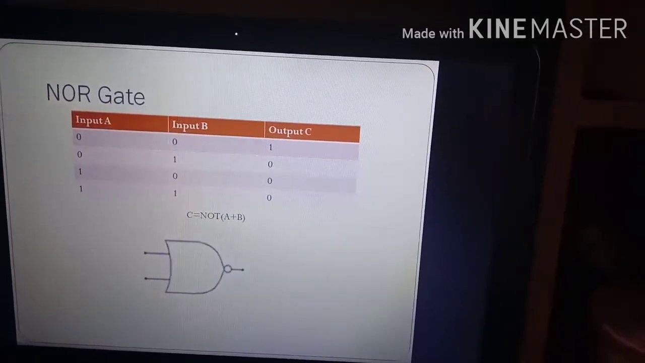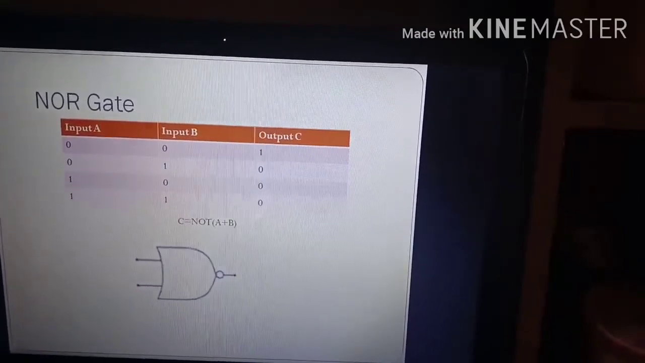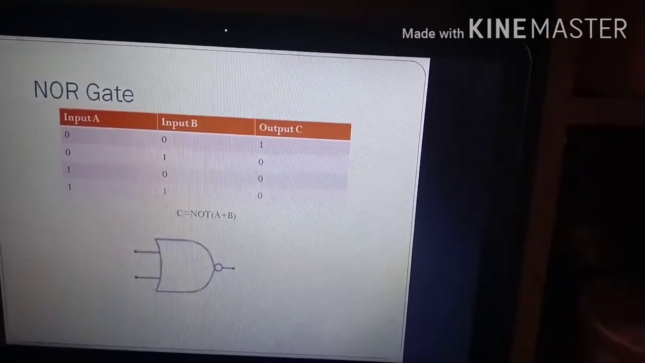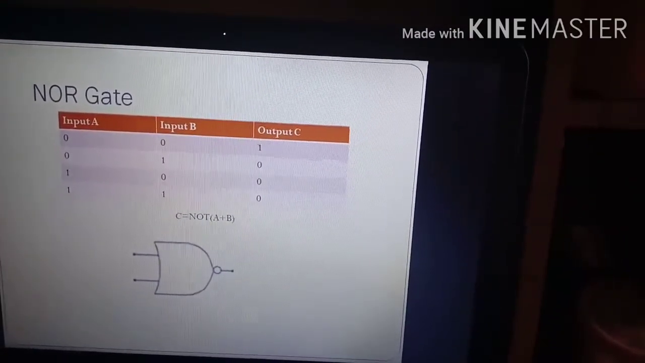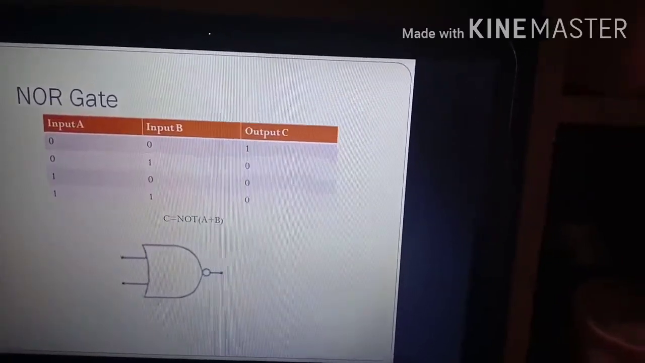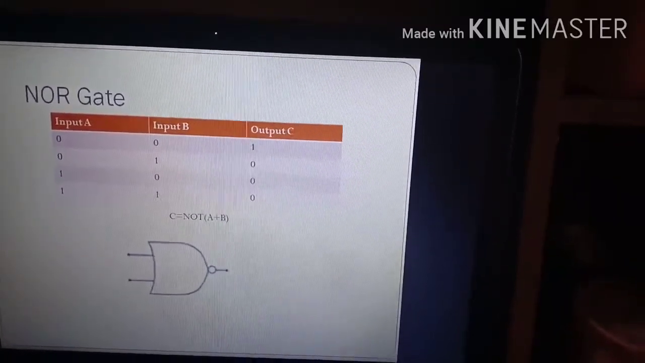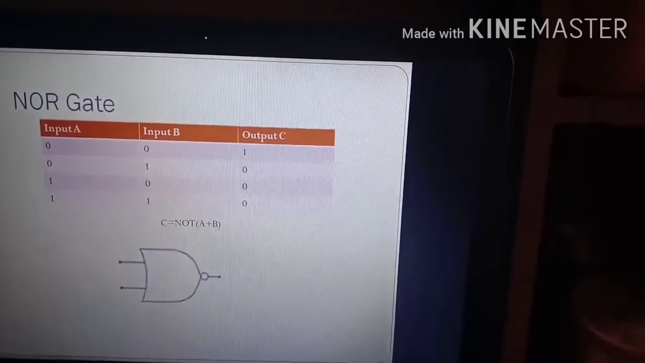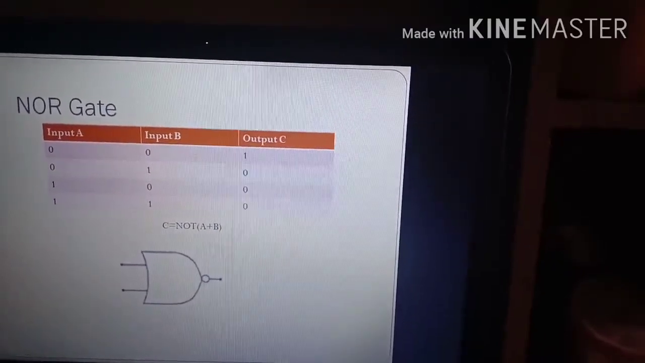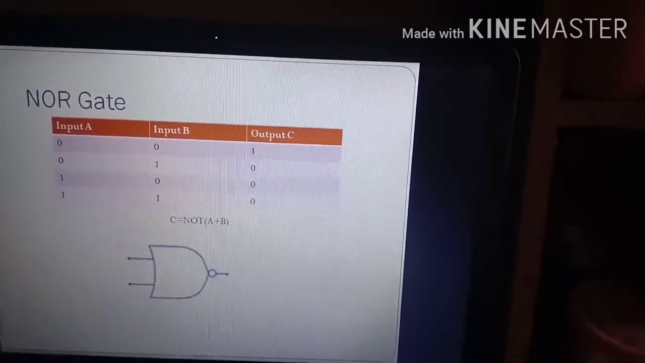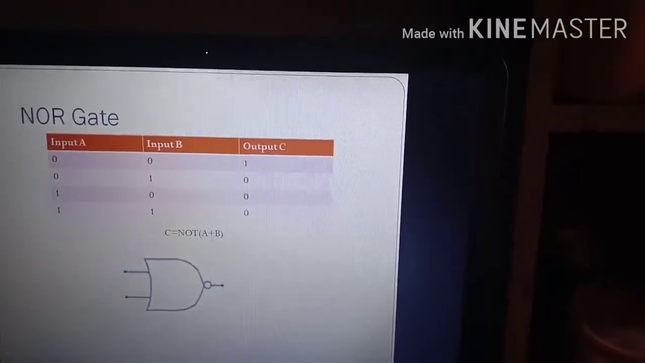This is NOR gate, NOT plus OR gate. And this is the Boolean expression of NOR gate, C equals (A plus B) bar. And this is the symbolic representation. You can see that NOR gate produces a high output when the two inputs of NOR gate are low.